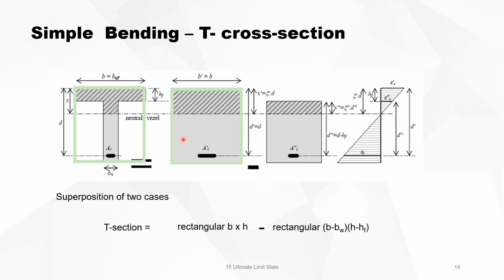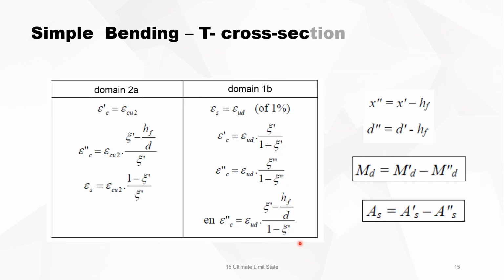So we subtract the rectangular B minus BW and H minus HF, which is nothing more and nothing less than those two rectangulars together make this. So, and then you got the T-section. So it's a superposition of two rectangular sections, and that's it. We know how to calculate reinforcement of rectangular sections, and then we will do it.